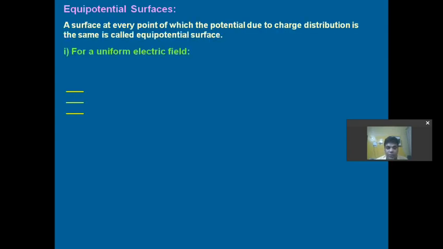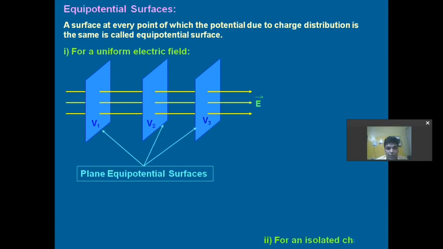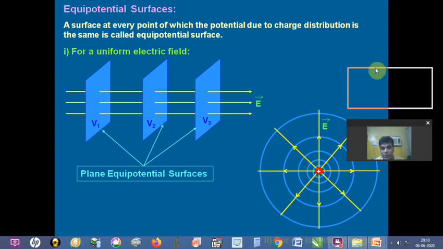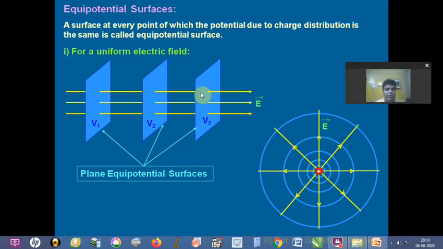So next we come to the equipotential surface. This is a very important part from the examination point of view. What is an equipotential surface? An equipotential surface is one at every point of which the potential due to the charge distribution is the same. The potential being the same means every point of the surface has the same potential. For example, in case of a uniform field, this will form a plane equipotential surface. This equipotential surface will be in the form of a plane if we place the charge in a uniform electrical field.